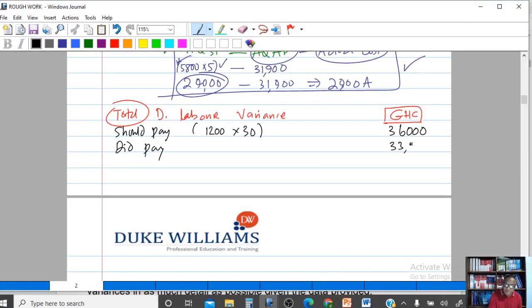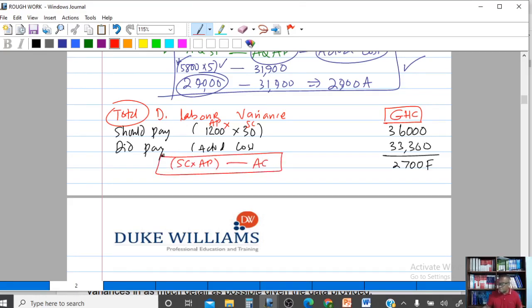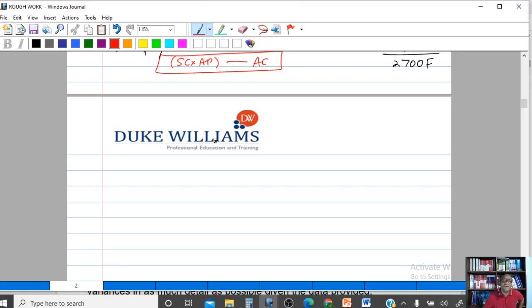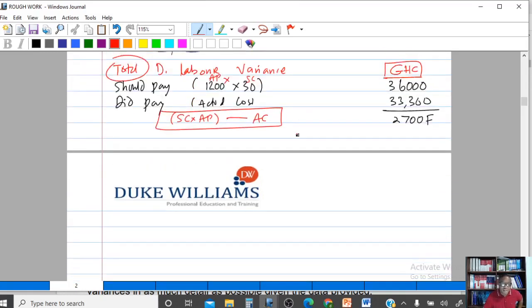33,300, and that sounds like good news. Good news, meaning that we paid less. And how much did we pay less? 2,700 favorable. Okay, so this is the actual cost. So again, I took the standard cost multiplied by actual production minus actual cost. So it's the same principle, standard cost multiplied by actual production and take away actual cost will give you total labor variance. All right. Now, again, from the total, what we ought to be doing is asking the question, how do I explain this?